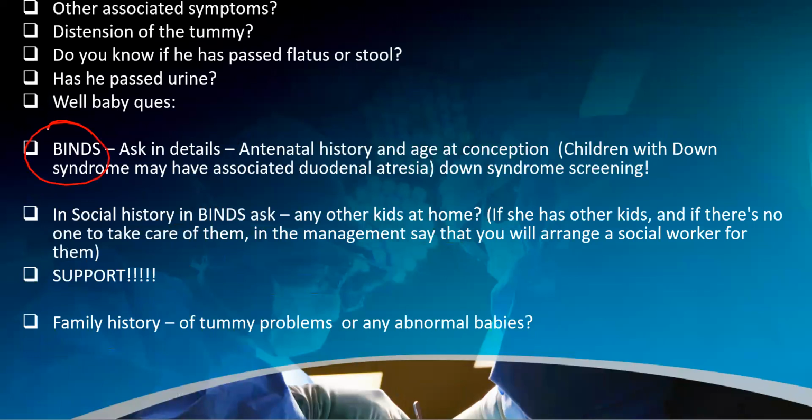In birth history, there is one thing that we ask, because duodenal atresia is very commonly associated with Down syndrome. So in the birth history, ask a little bit how was the pregnancy? Did you have all of your antenatal tests? Yes, doctor. Did you have your Down syndrome screening? They would say, no, doctor, I did not. So Down syndrome screening is one of the key steps to ask here.